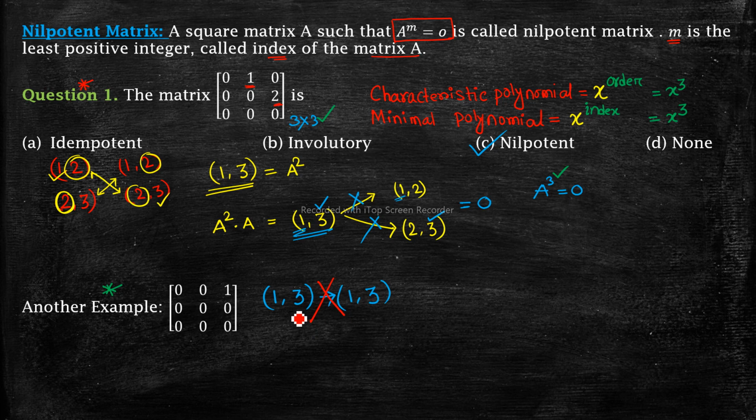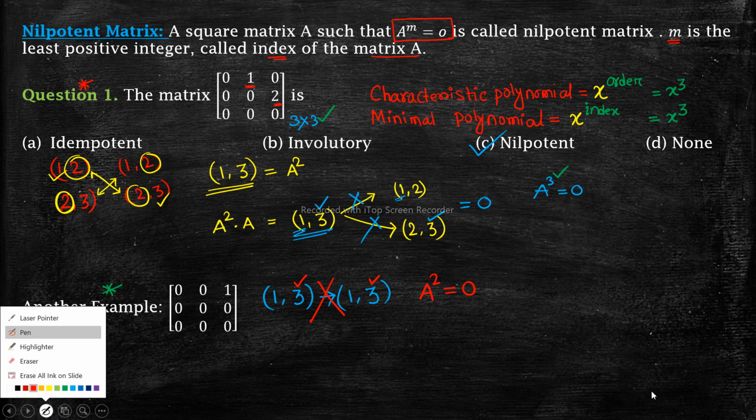It is not possible because we need the same number in the row place and column place. But here, 3 and 3 are present, but they are in the same place, the column only. We need one row, one column. That means here we are getting the result in A square only, the null matrix in the first case. Got the point? But for this case, what will be the characteristic polynomial and what will be the minimal polynomial?